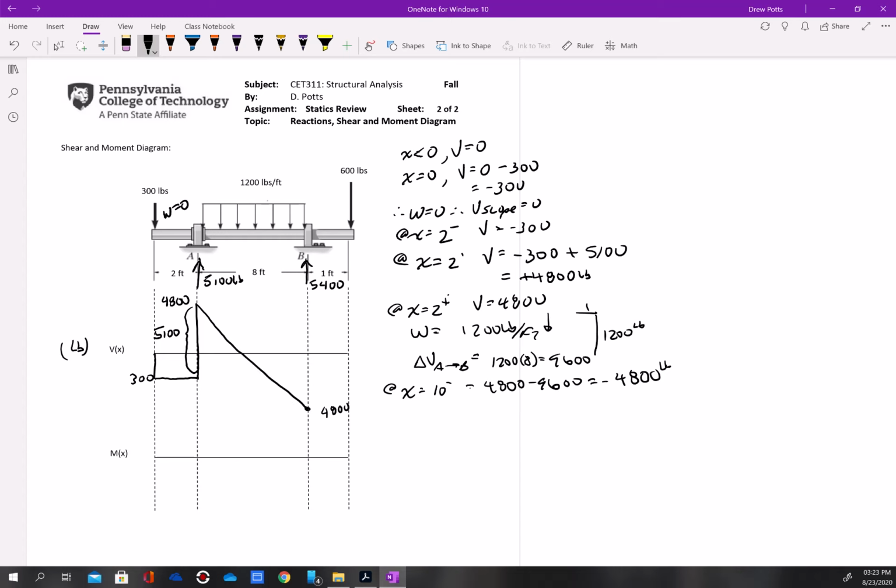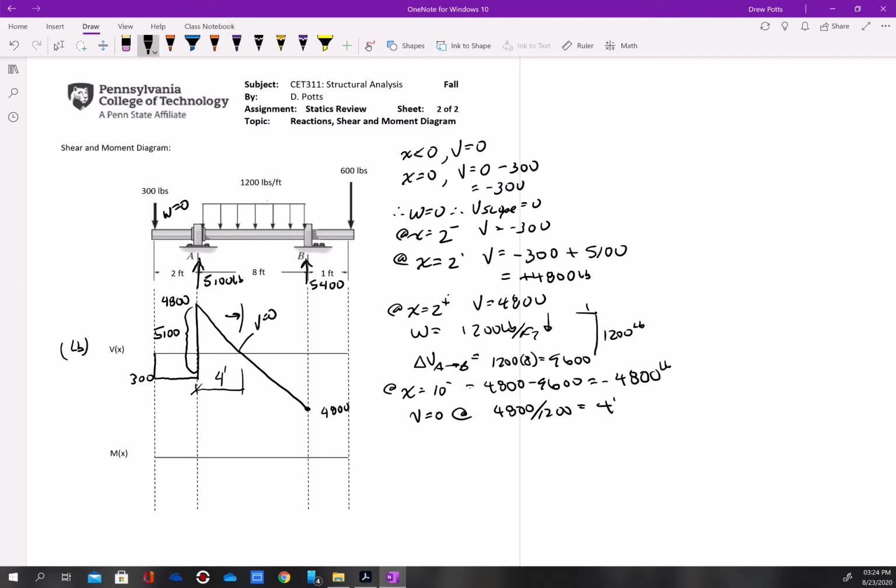So where it crosses 0 is important, right? This is V of 0. So that location, we're going to be at V equals 0 at 4,800 divided by 1,200, which equals 4 feet. All right, so this location here for maximum moment or 0 shear is 4 feet.